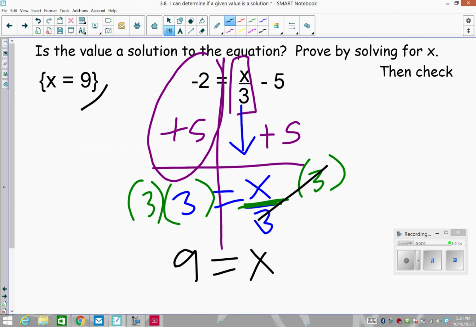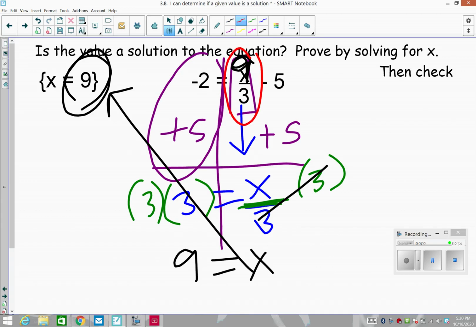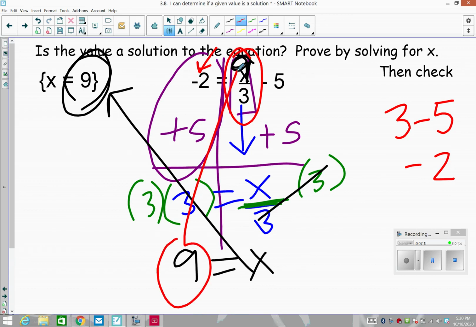And it says, is it true that x equals 9? Let's check it out. If we plug a 9 in here, is that true? Well, 9 divided by 3 is 3. Minus 5 is negative 2. Yes, so we take the 9, plug it in, and we do get that the left side equals the right side. So yes, 9 is the solution.